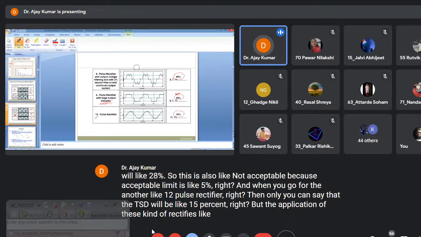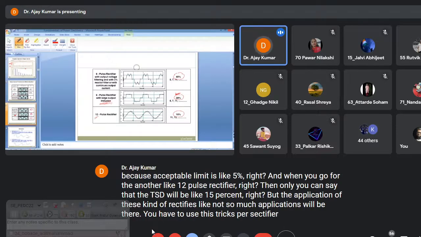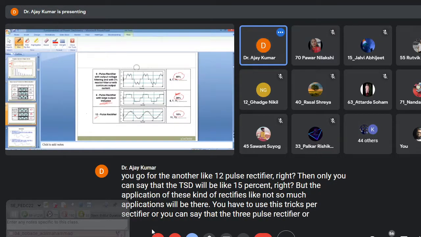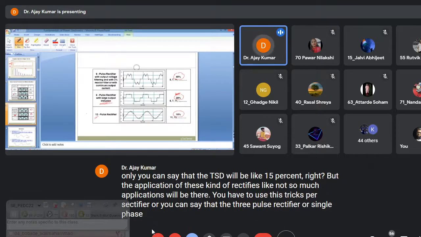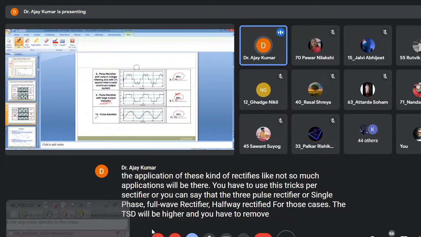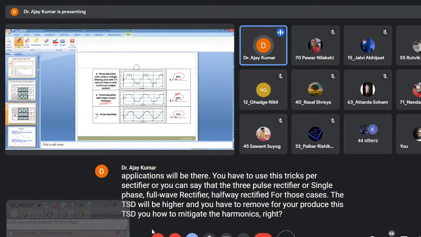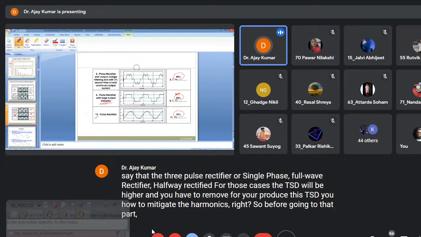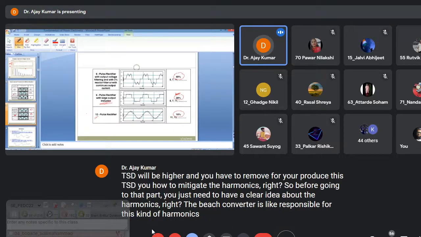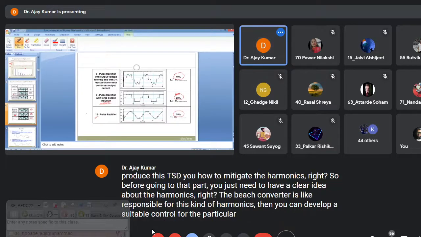You have to use the 6-pulse rectifier, or the 3-pulse rectifier, or single-phase full-wave rectifier, half-wave rectifier. For those cases, the THD will be higher, and you have to reduce this THD. You have to mitigate the harmonics, right? So before going to that part, you need to have a clear idea about the harmonics: which converter is responsible for which kind of harmonics. Then you can develop a suitable control for the particular harmonics.